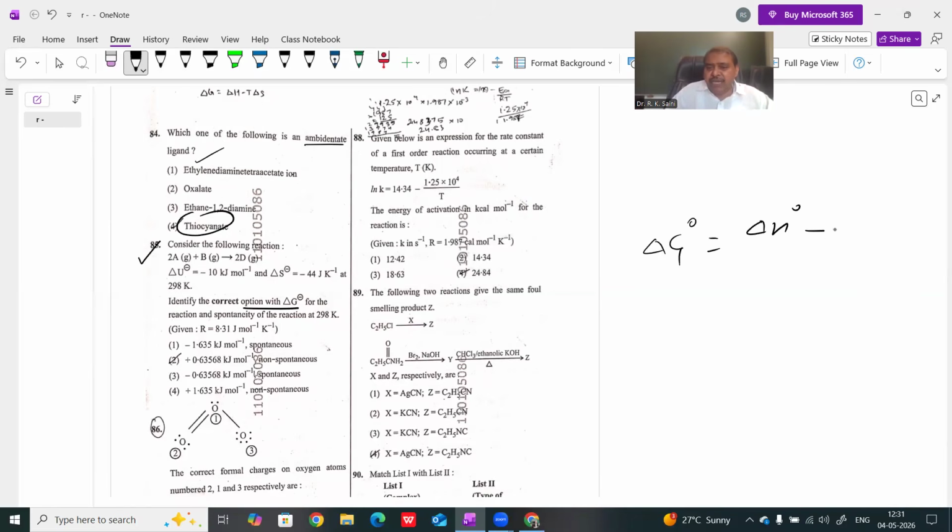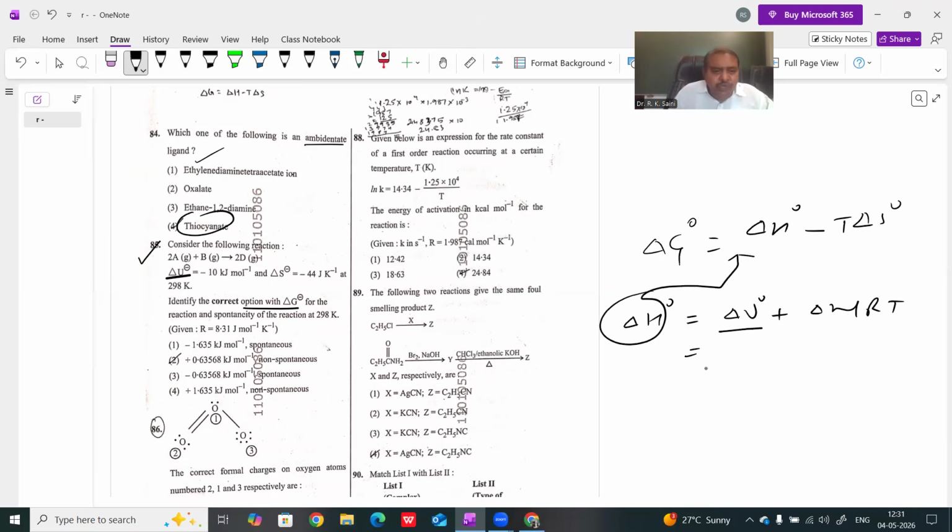Delta G equals delta H minus T delta S. But in this question, delta H is not given; instead the change in internal energy is given, and the relationship is delta H equals delta U plus delta n_g RT. First we find delta H and then find delta G.